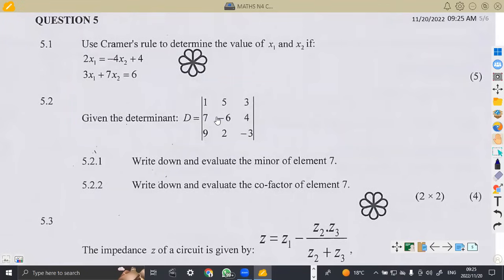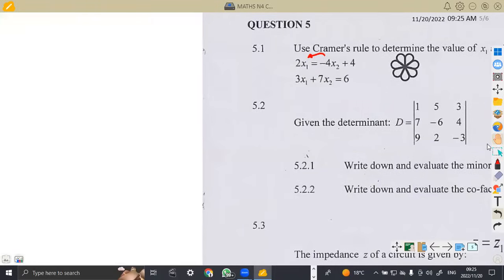Question number 5 was actually from our complex numbers, a mix of complex numbers and the application of Cramer's rule from our simultaneous equations. The first part was for us to use Cramer's rule to determine the values of x1 and x2. So the first thing is the order. Remember, we are supposed to use Cramer's rule when we have constants on one side of the equation. So here there was a need for you to transpose minus 4x2 to the left-hand side so that it can be positive. So let us just write it here.